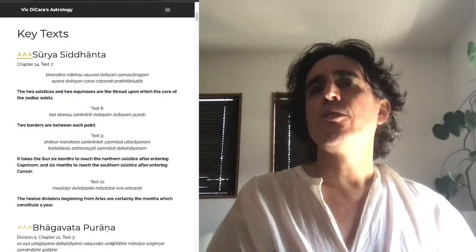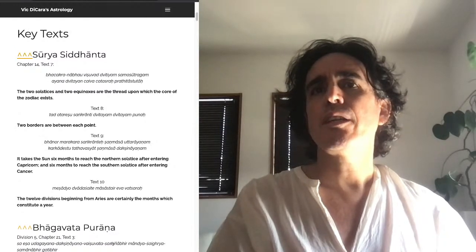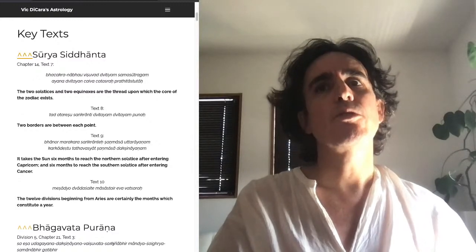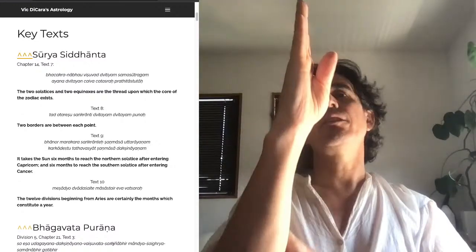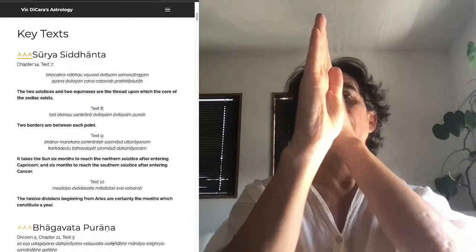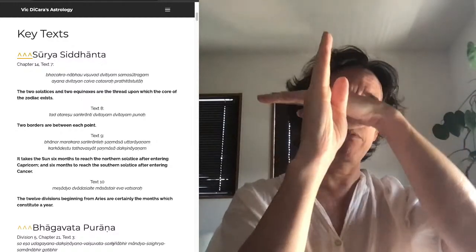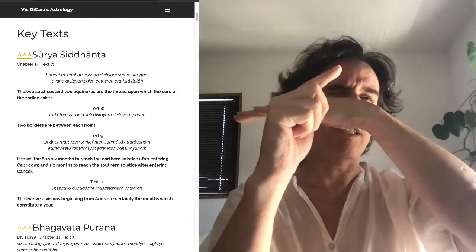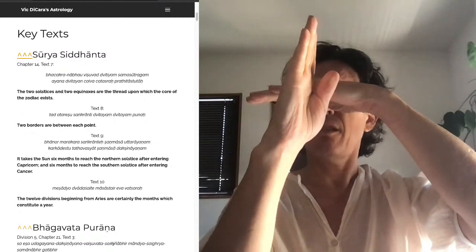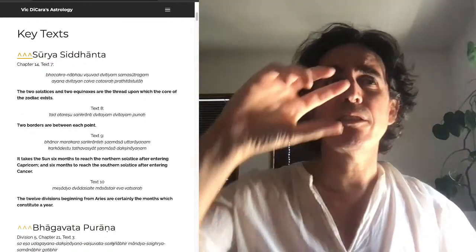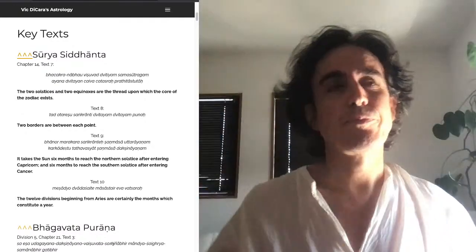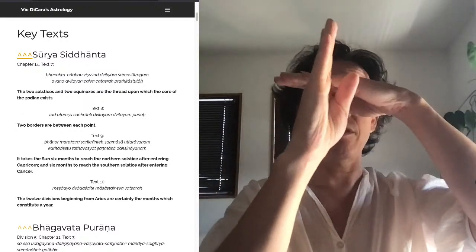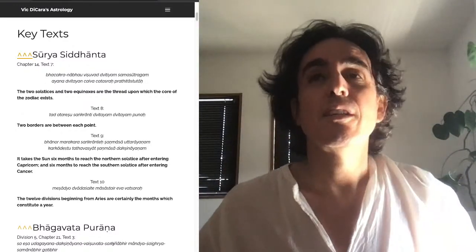So two solstices and two equinoxes are the thread upon which the core of the zodiac exists. Tad atreshu sankranti dvitiyam puna. Two borders are between each point. So you have this diameter between the two solstices and this diameter between the two Vishuvats or equinoxes. And then there's Sankranti dvitiyam. Each section has two Sankrantis. Sankrantis are borders, changes.